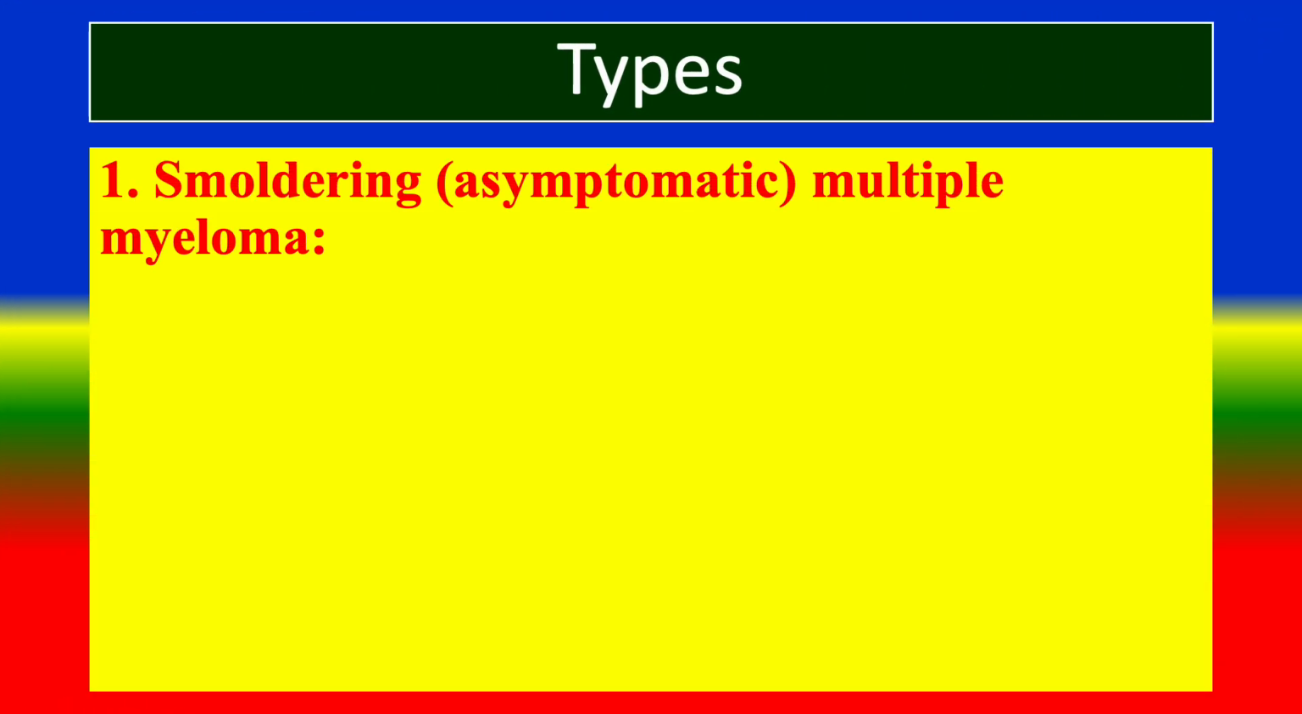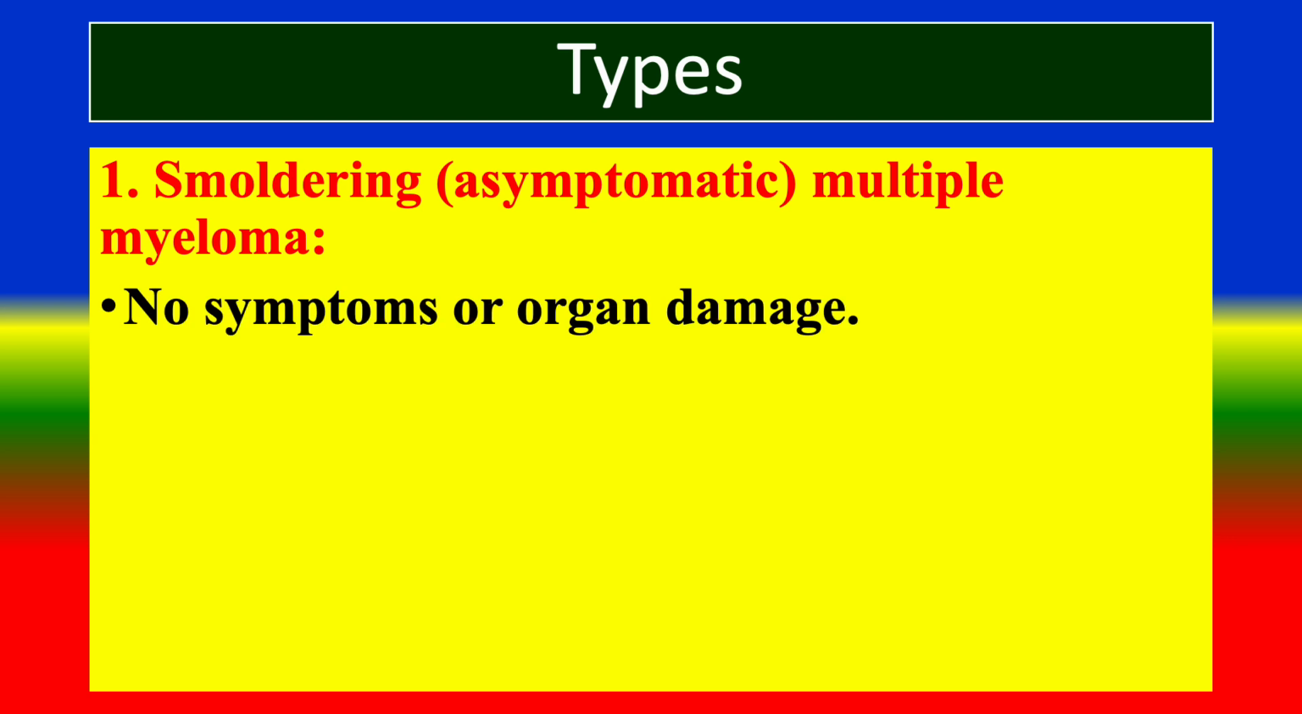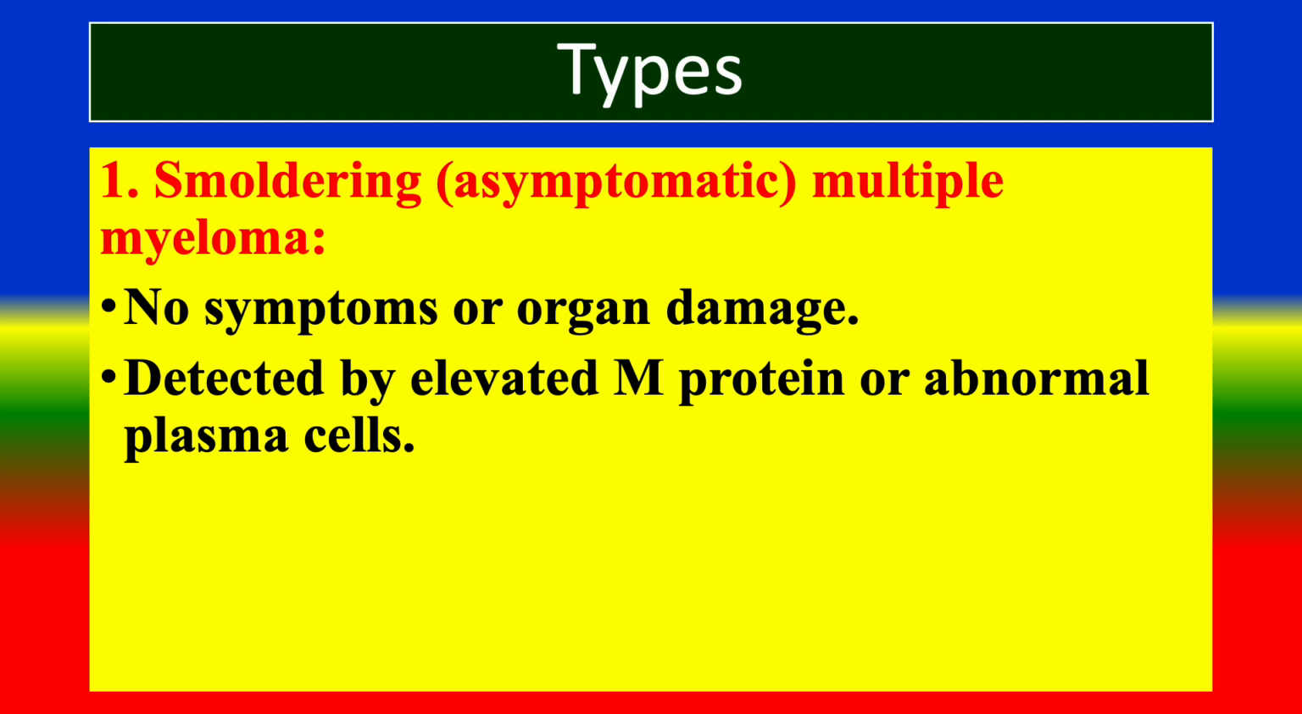Types. 1. Smoldering asymptomatic multiple myeloma. No symptoms or organ damage. Detected by elevated M protein or abnormal plasma cells.